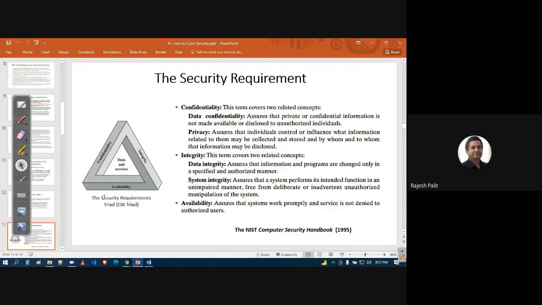So another requirement for security is that the system must be available to the user to provide service. That means the objective of the security professionals is to keep the system available for the valid users. And they should take measures to keep the data intact, to keep the system intact. So these are called the CIA triad: confidentiality, integrity, and availability.